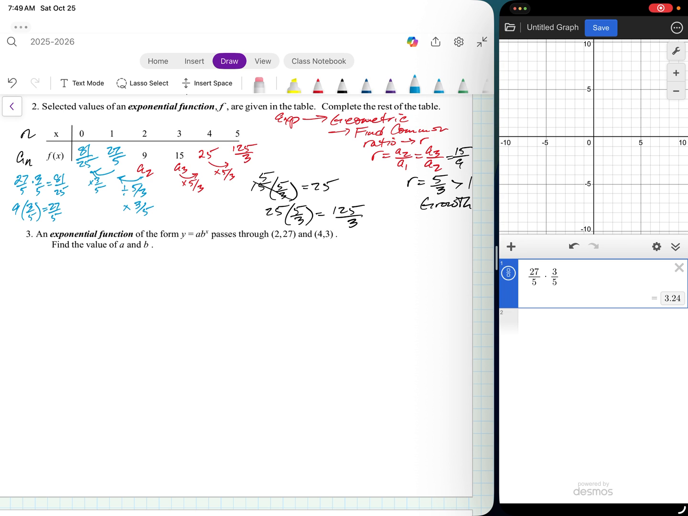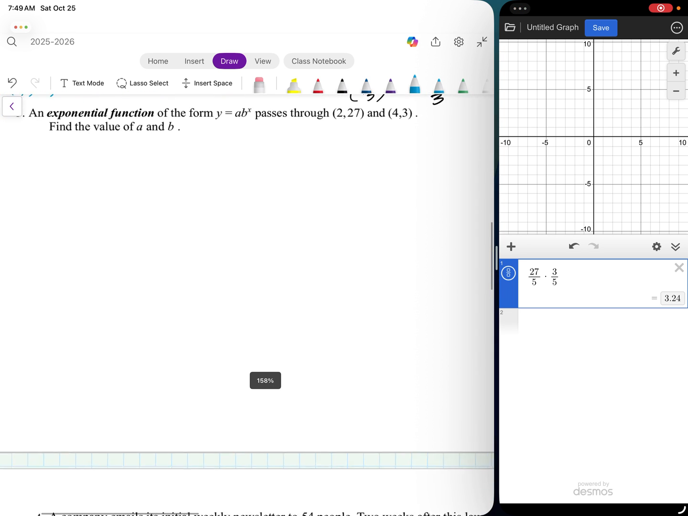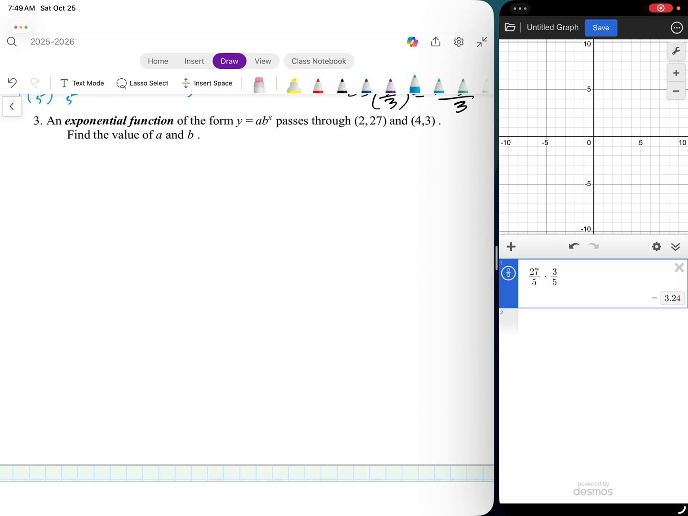Next one here: an exponential function of the form y equals a times b to the x passes through these 2 points. Find the values of a and b. There are different ways to do this. I'll do the sequence formula first. So this here is the second term, so this is n comma a sub n, if you think of it as in sequences. We're given the second term is 27. We're given the fourth term is 3.